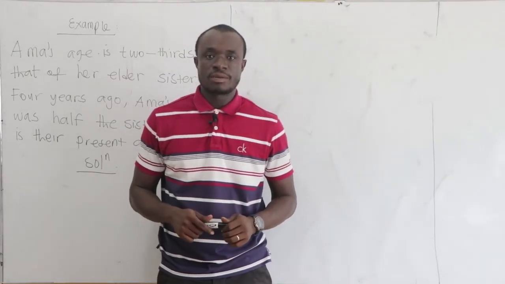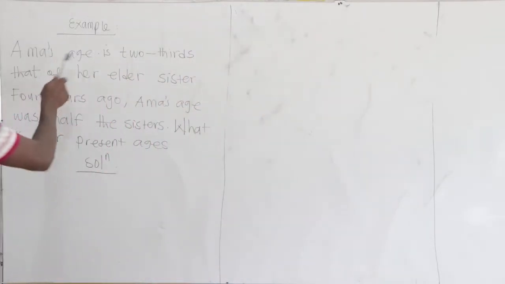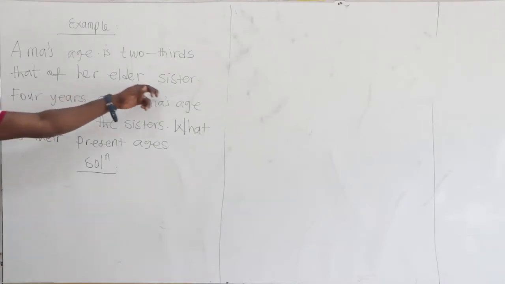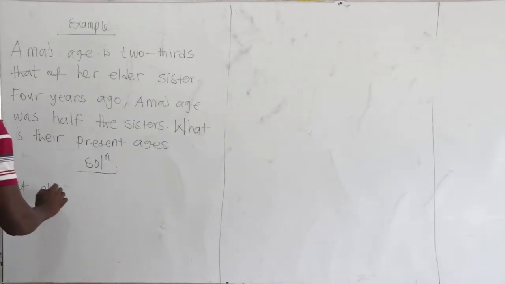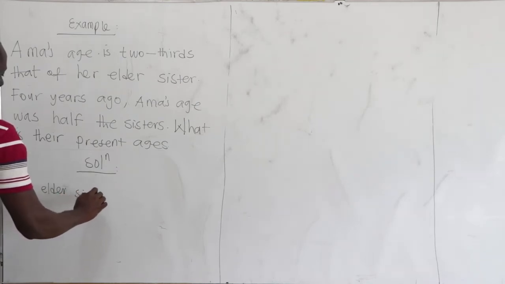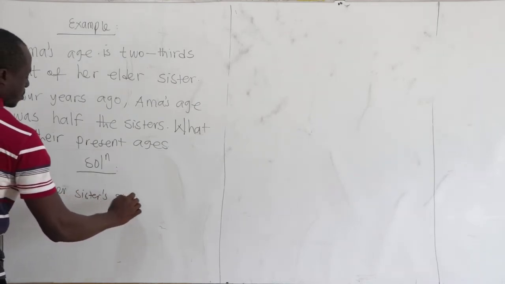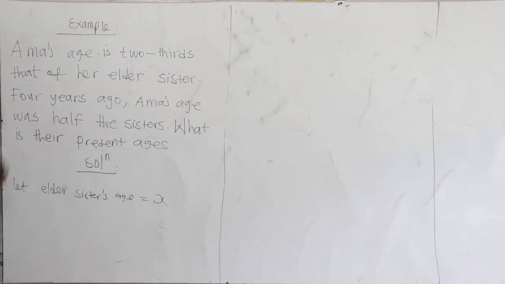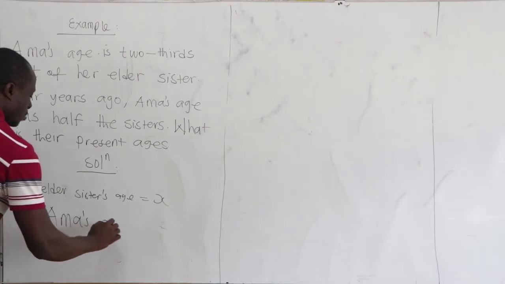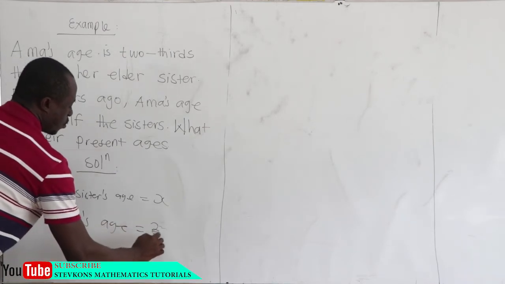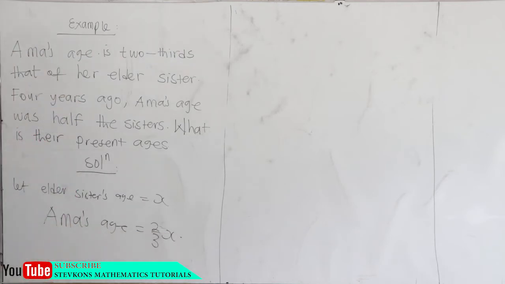Now let's consider this example. Ame's age is 2/3 that of her elder sister. Now we don't know her elder sister's age. So you can say that let the elder sister's age be x. We don't know. But we have been told Ame's age is 2/3 that of her. Therefore, Ame's age, that is 2 over 3x.